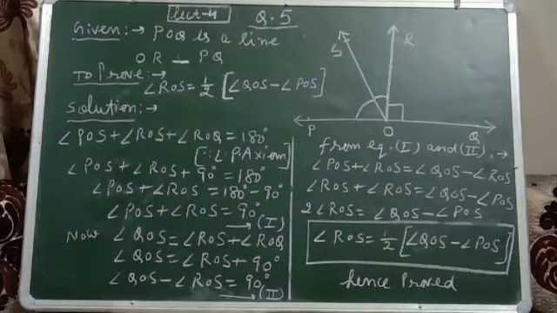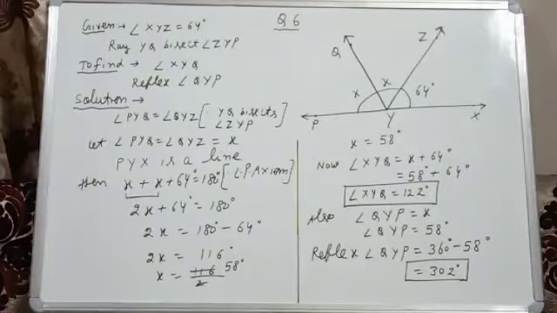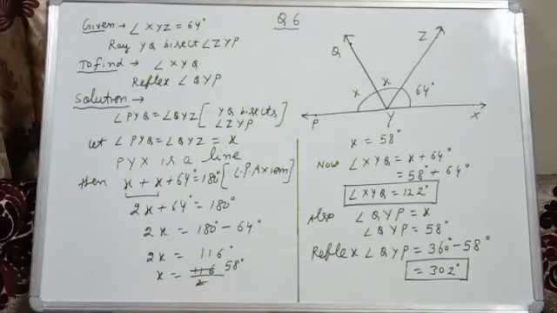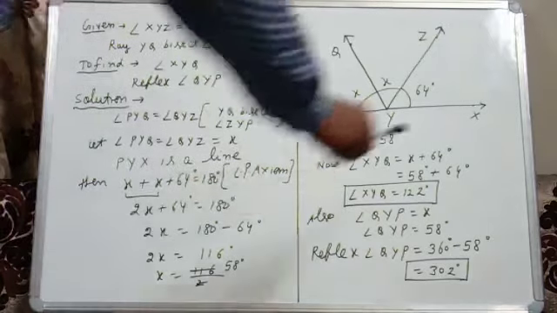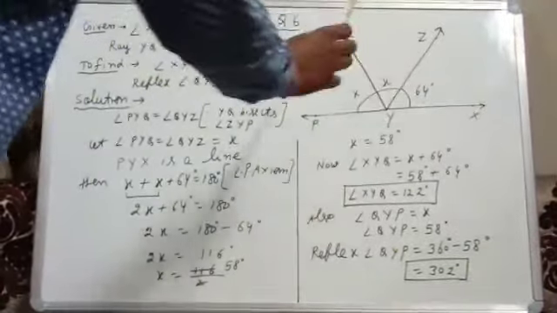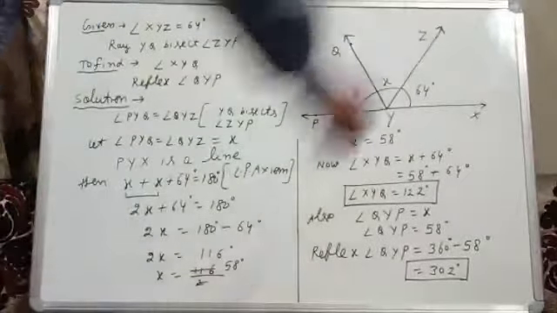Now we will solve question number 6, the last question of this exercise. So this is the last question of exercise 6.1. In this question the figure is not given, so we ourselves have to draw the figure. If we study the question, it is given that the value of angle XYZ is 64. So we ourselves draw this angle 64.